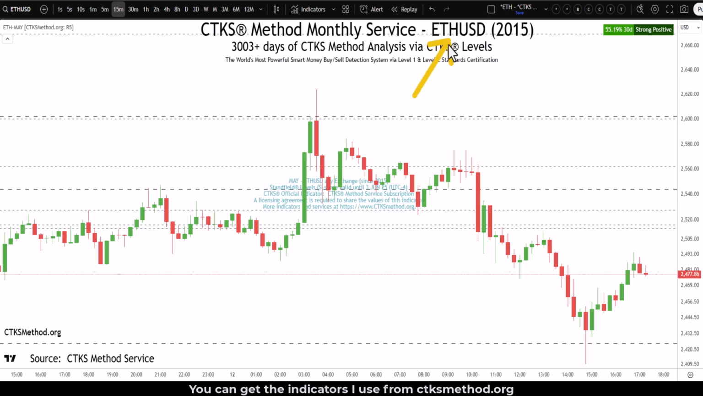And don't forget that Ethereum follows Bitcoin and total. So if you were investing in Ethereum, for example, you want to look at Bitcoin, you want to look at total structural levels and then parallel them across so you know where smart money is going to come in and buy and smart money will sell.